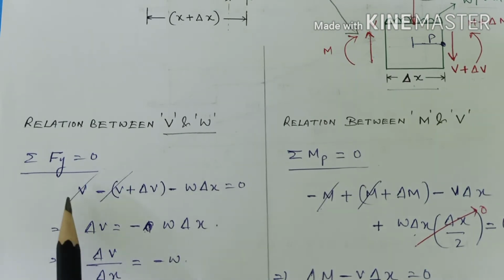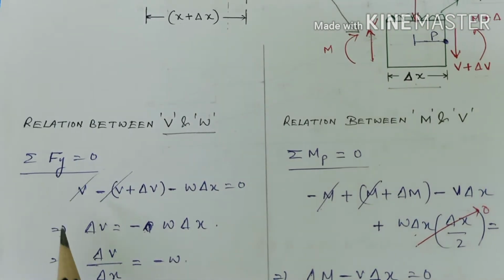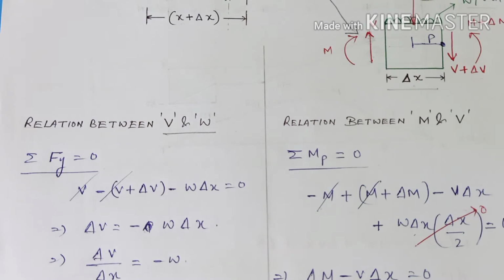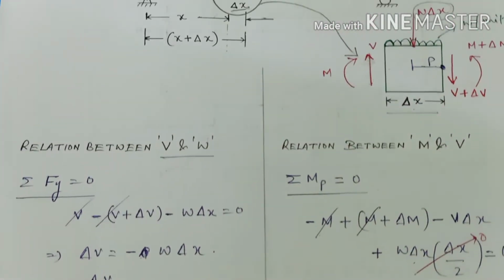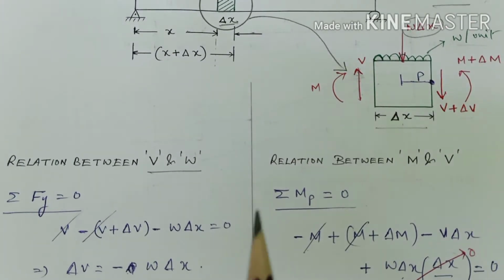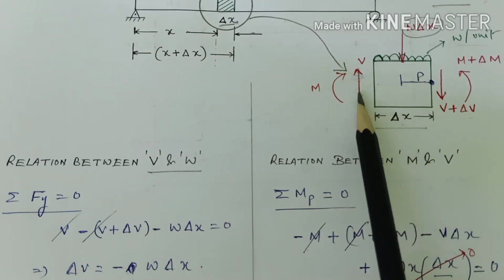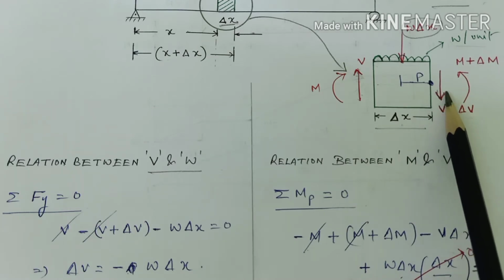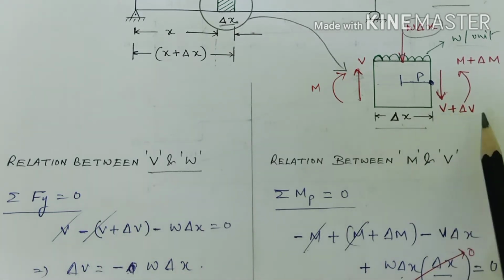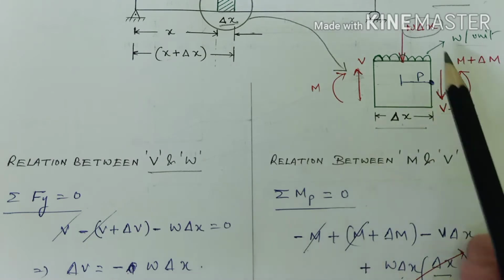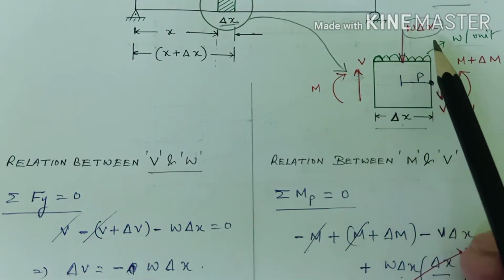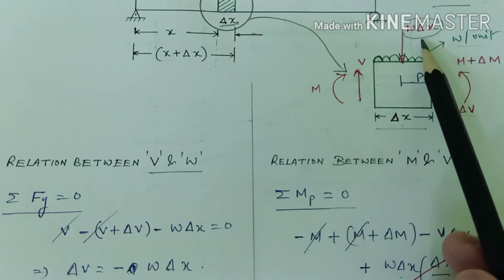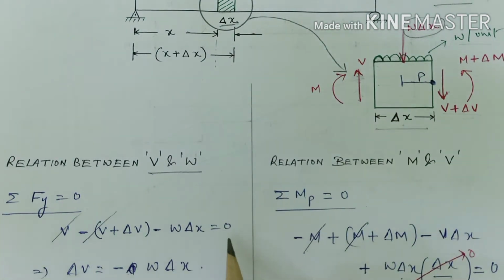Okay, so now let us try to derive the relation between the shear force and the load. So for that we will take the summation of forces along the vertical direction to be 0. So what are the forces acting vertically? Let's see. So I'll be taking the upward forces as positive and the downward forces as negative. So the very first upward force is V, so plus V. The second, this one is acting in the downward sense, so minus V plus delta V, and this one is also acting downwards, so it will be minus W delta x, equals to 0.